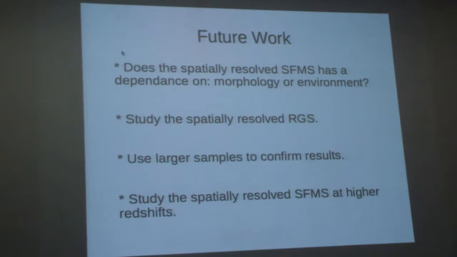Of course, this is just the first step into investigating this issue. So what else can we ask ourselves in order to learn more? Well, first of all, we ask if this spatially resolved star formation main sequence has any dependence on any other galaxy properties like morphology or environment. We also haven't studied in any detail the spatially resolved counterpart of the retired galaxy sequence. Also, we would like to use larger samples in order to confirm our results. And of course, the next step will be to study this spatially resolved star formation main sequence for higher redshifts.